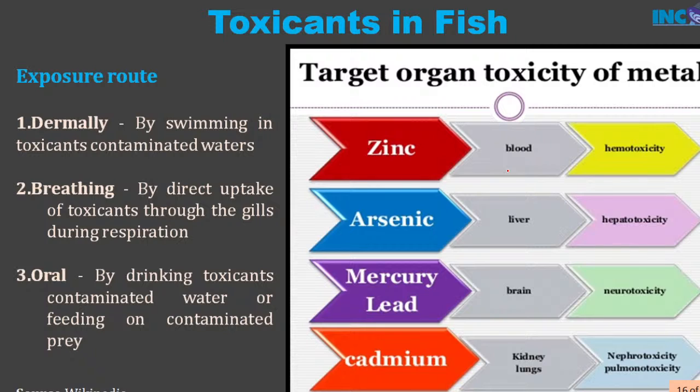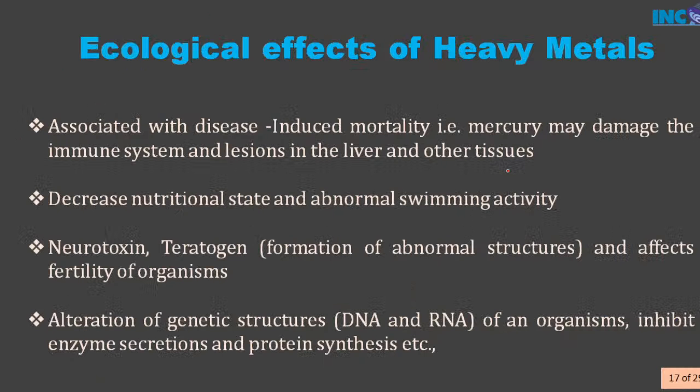The exposure routes for these contaminants are, first, dermal. Dermal means through the skin, where a semipermeable membrane is present, so whenever fish swim in contaminated water, they can be exposed. Second, during breathing, or respiration, they can be exposed through the gills. Third, orally, by direct ingestion through the mouth. These are the sources through which these contaminants enter.